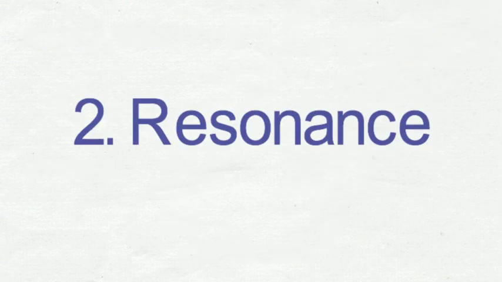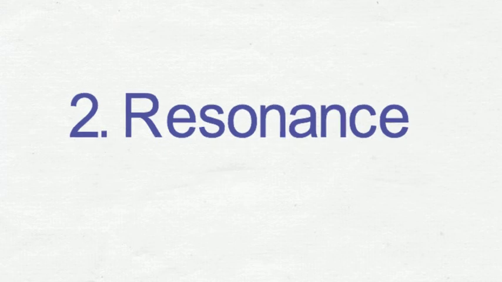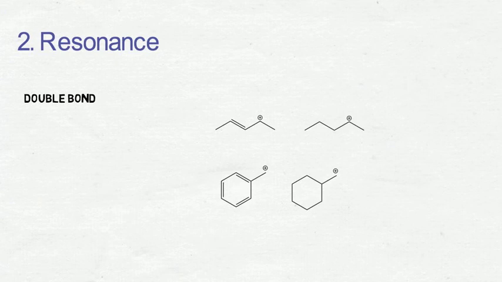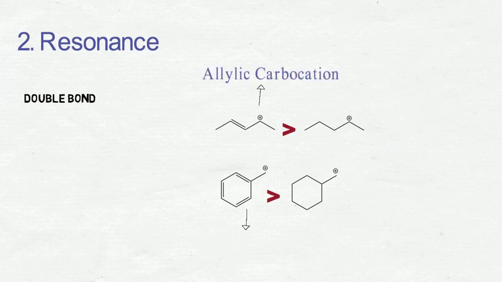The second contributing factor to carbocation stability is resonance, which could arise either from a double bond or lone pairs of electrons. So in the following example, the carbocations with the double bonds are more stable than the ones without the double bonds. The first one is called an allylic carbocation, and the second one is called a benzylic carbocation.